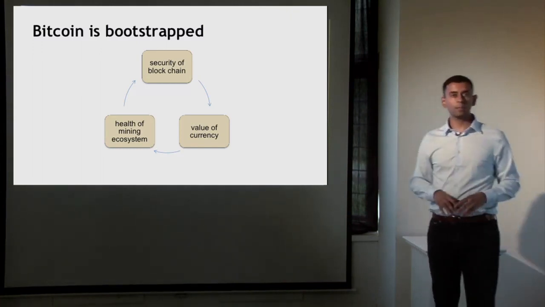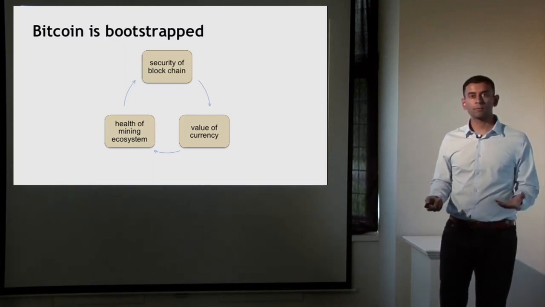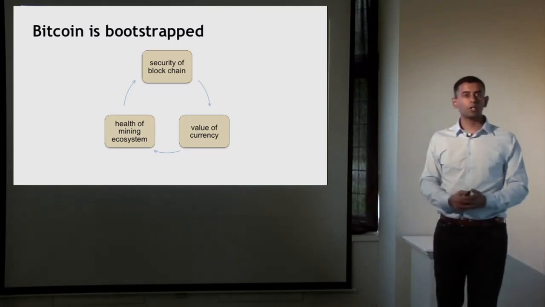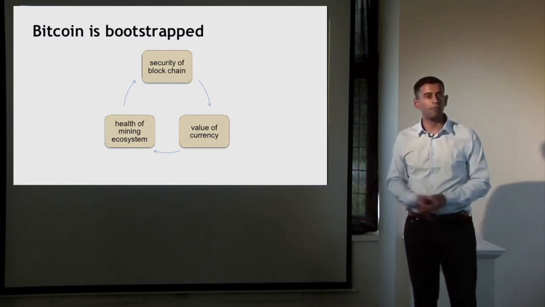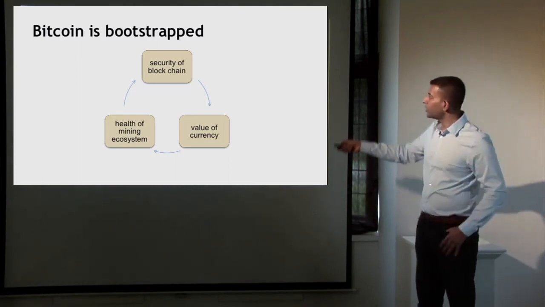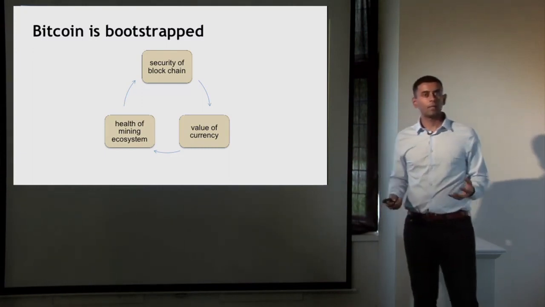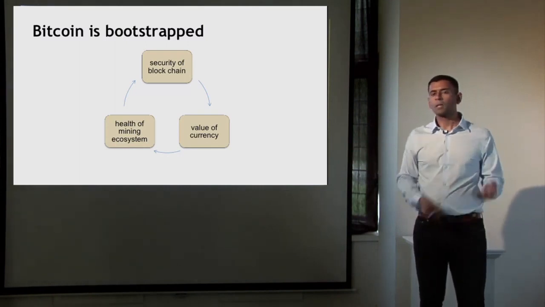That can only happen if users in general, people who want to buy Bitcoins, have trust in the security of the blockchain. Because if they believe that the network could be overwhelmed at any moment by an attacker, then Bitcoin is not going to have a lot of value as a currency. So you have this interlocking interdependence between these three things. Right? So the existence of each of these is predicated on the existence of another.